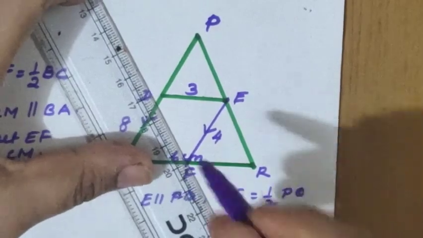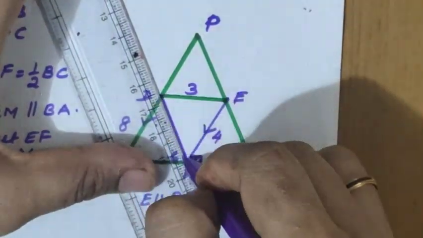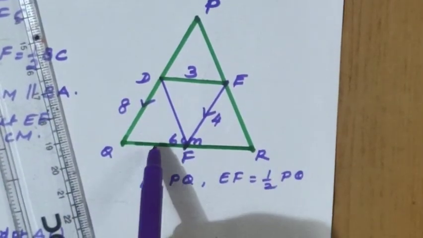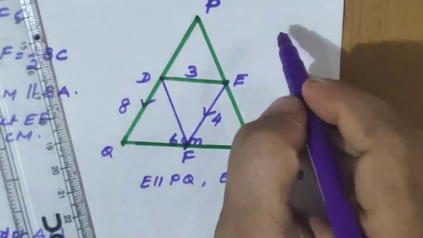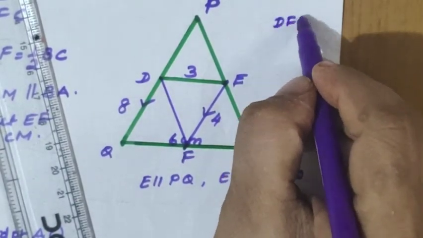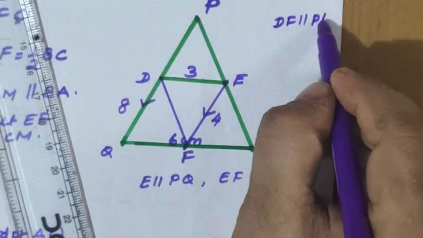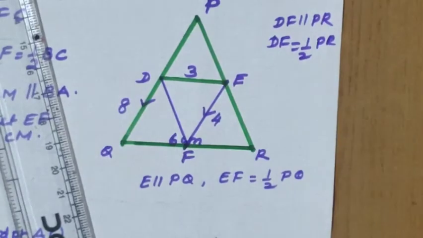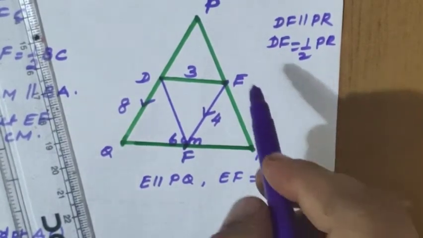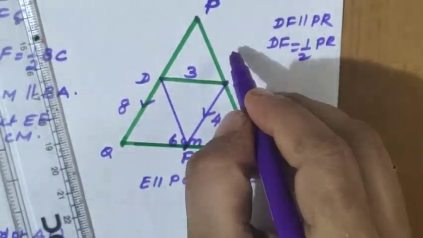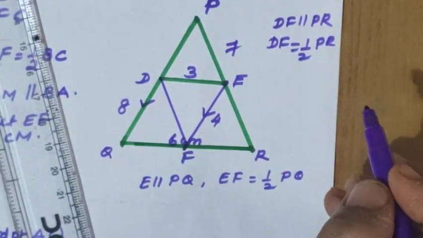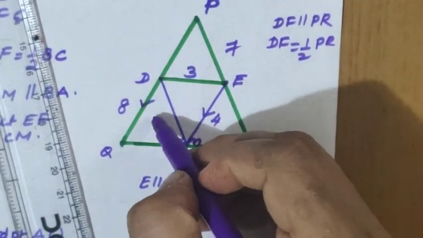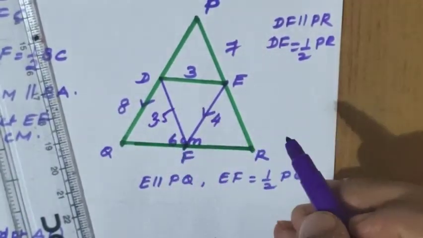Another one, I join DF. D is the midpoint of which side? PQ. And F is the midpoint of QR. So what is the concept here? DF is parallel to the third side PR and DF equal to half PR. Got it? So suppose I am taking that PR equal to 7 centimeter. So what you can say about DF? DF will be 3.5, right?